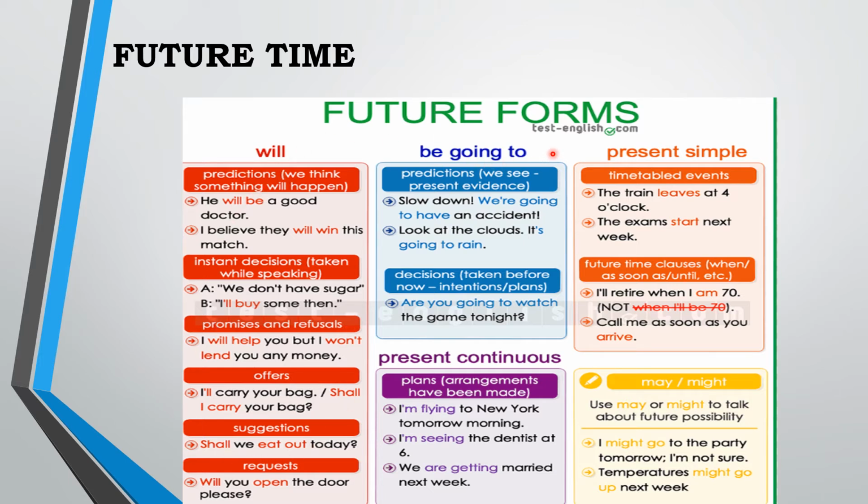Be going to. This is also a future form. So what is the condition here? They are also predictions, but we see the present evidence, or we see something in present. That's why we are doing the prediction. Here it may happen is what we are thinking, but here we have present evidence, present proof. Slow down. We are going to have an accident. So you know, if you don't do something now, it's going to land you into some problem later on. It may be immediate, it may be sometime later. So in such conditions, when you see present proof, present evidence, you can use be going to.